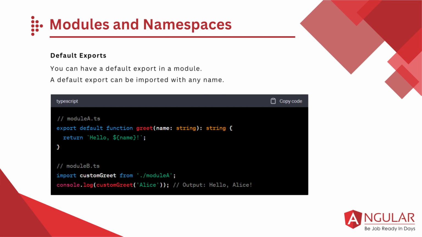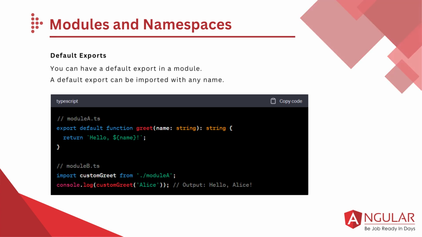There's a special feature called default exports. A default export is a way to export just one element per module, and it can be imported with any name in the importing module. This can be handy when you want to export a single main function or class from a module.